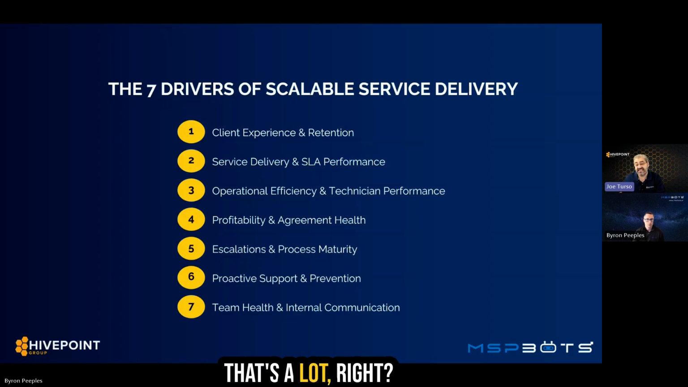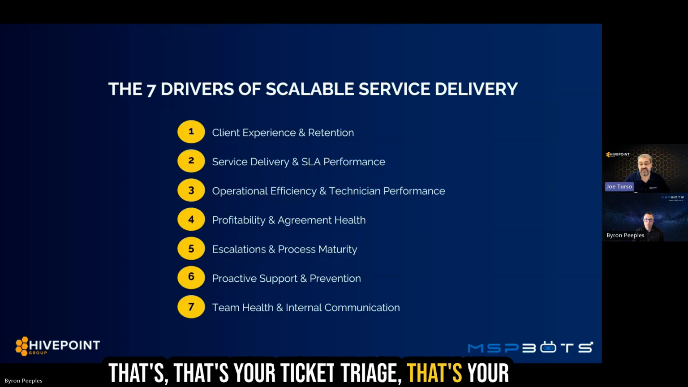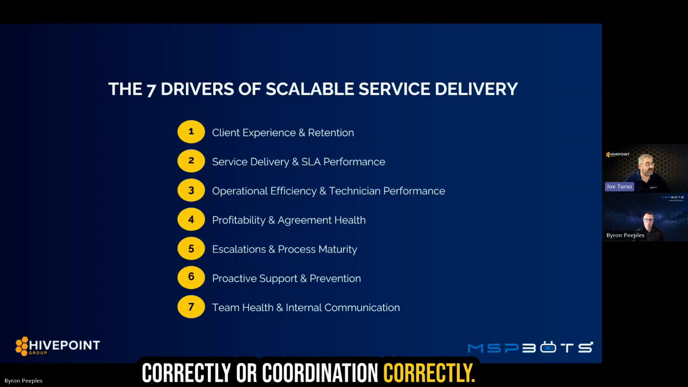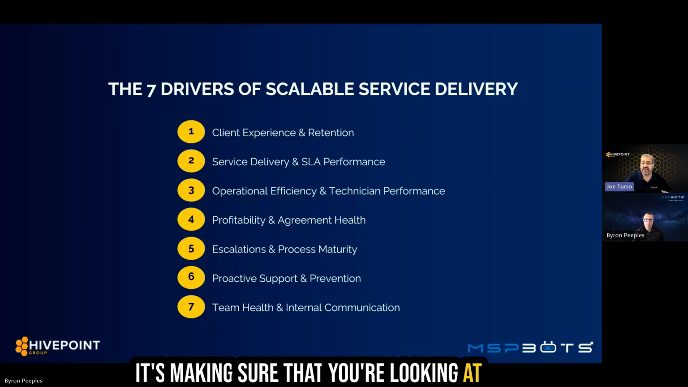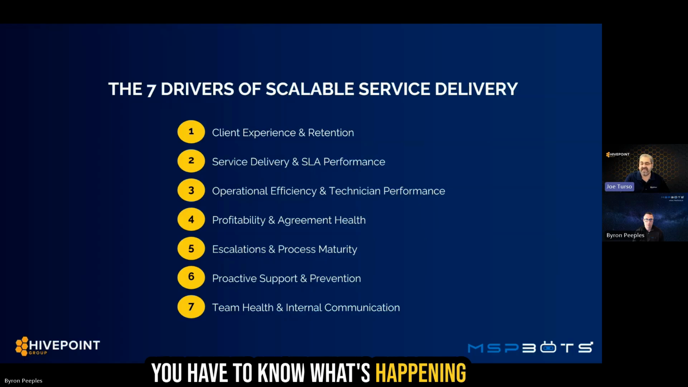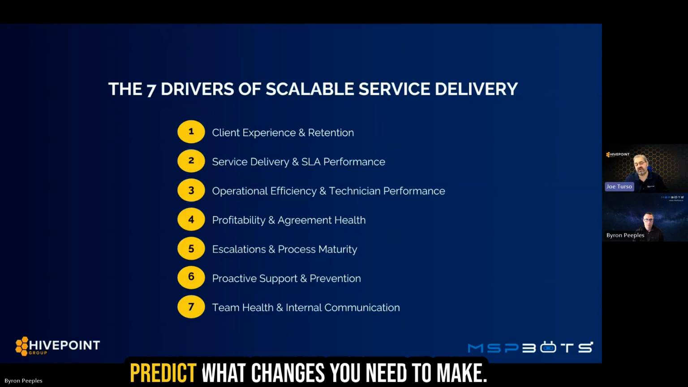That's a lot. That's your ticket triage. That's your next ticket. That's getting dispatched correctly or coordination correctly. It's making sure that you're looking at team utilization. It's making sure that you're looking at labor loaded gross margins. You have to know what's happening and what has happened to be able to predict what changes you need to make.